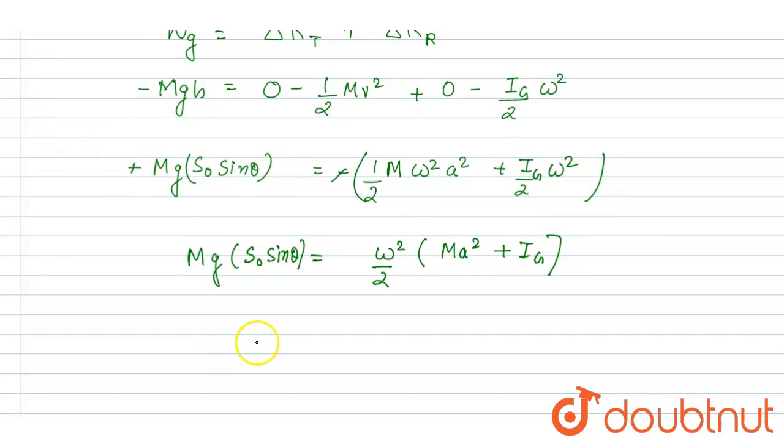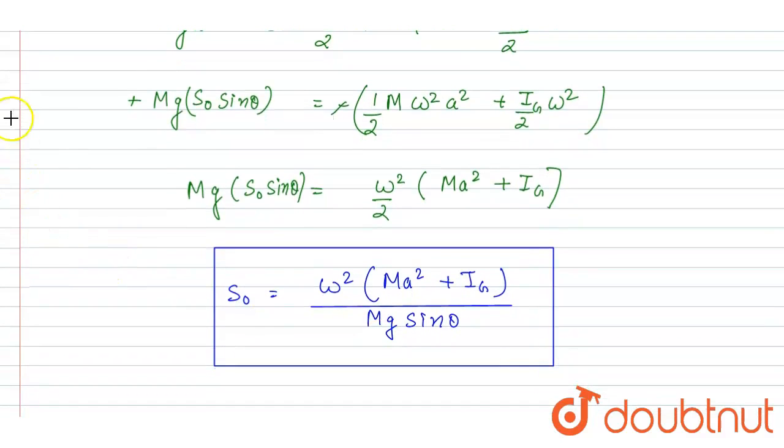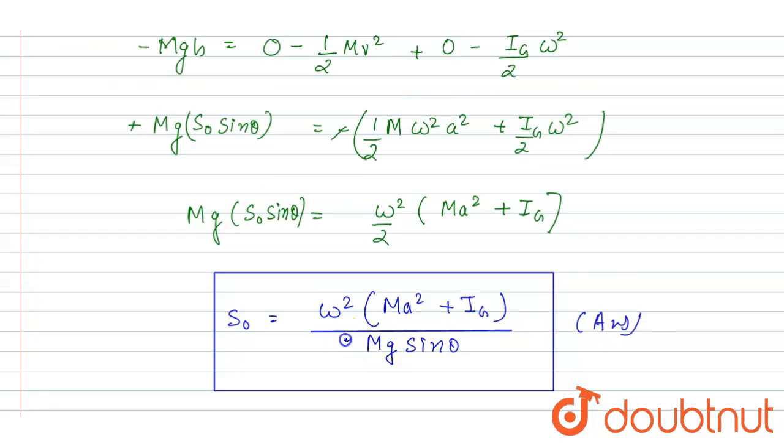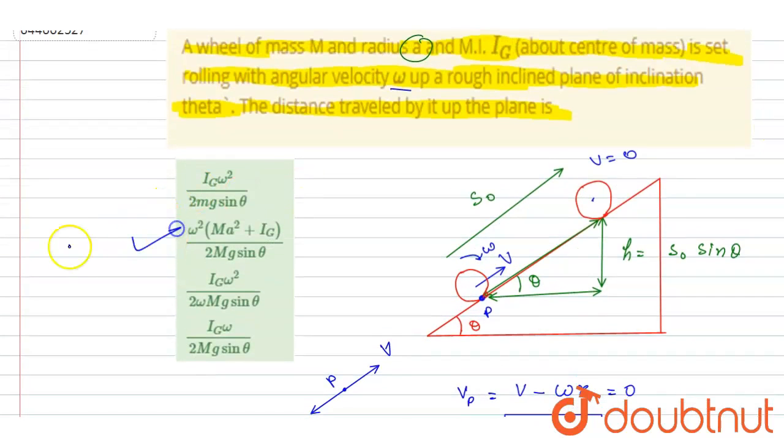So if you see, we wanted this s0, right? So if you divide mg sine theta on that side, I will write s0 is equal to omega square times ma square plus Ig, in division, mg sine theta. And this will be the answer of this question. The distance through which it will move up the incline is this. You can check the option. B is the correct option.